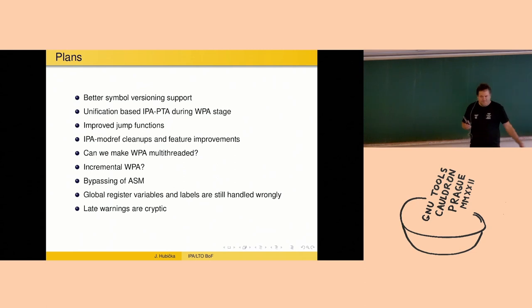And there's a very brief slide about the plans, and I guess we can start speaking about whatever we are interested in. So the first four items are things which are sort of in the works. I have some patches for symbol versioning support, which is not as ugly as what we have currently. I'm slowly working on IPA PTA and unification, because the patent has expired, so we can use the technology. And there is work on improving jump functions by Martin.